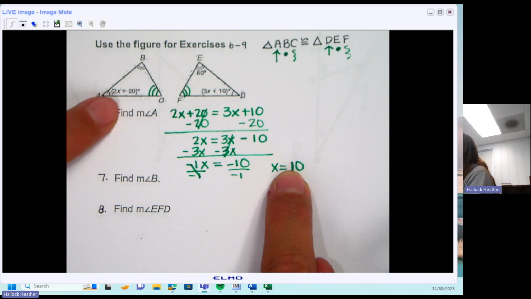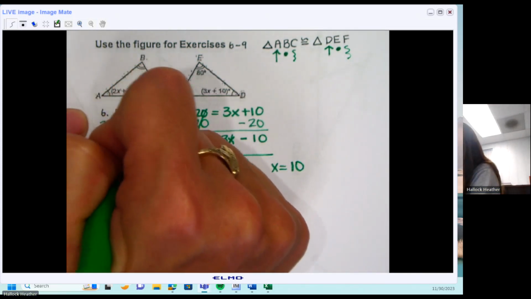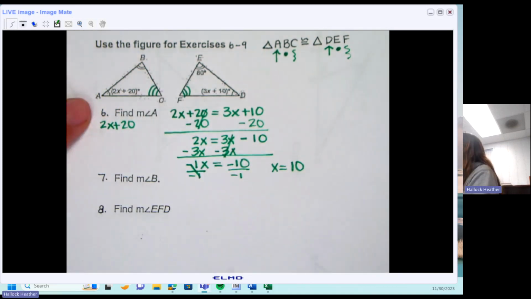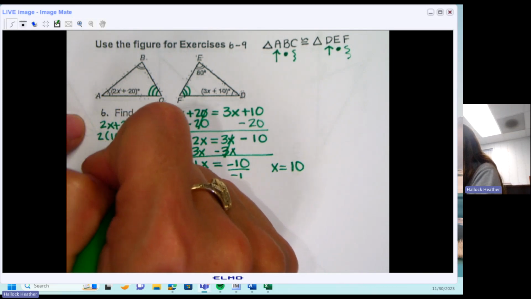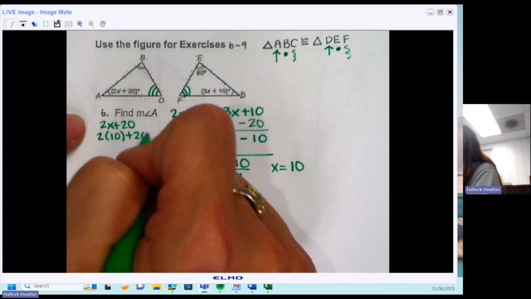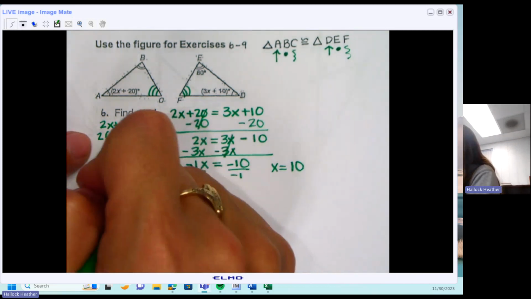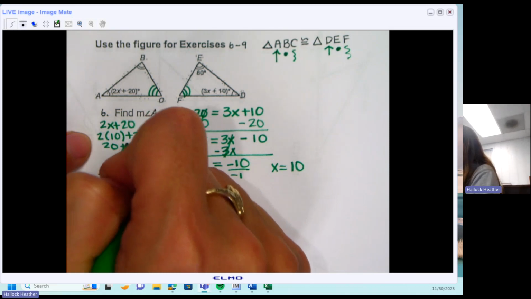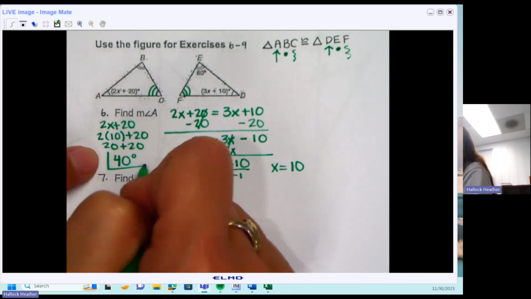I know A is technically 2x plus 20. So I'm going to substitute in my x value. So I'm going to do 2 times 10 plus 20. Because once you find x, they're going to want you to plug it in sometimes. So 2 times 10 is 20. What is 20 plus 20? 40. So that is 40.